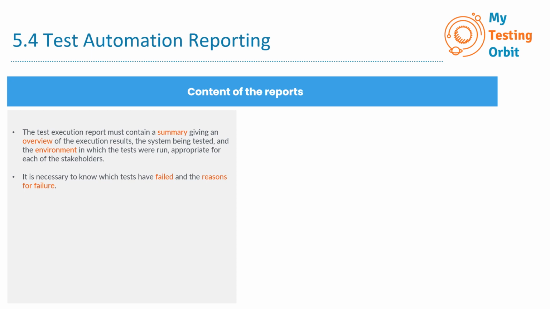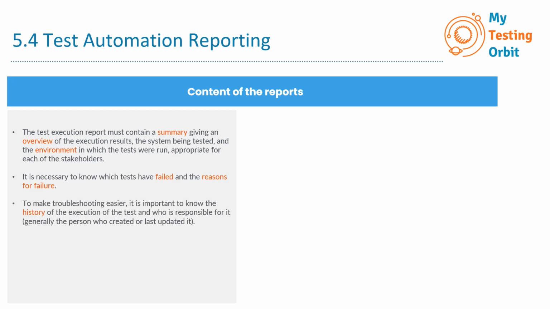The next point is that it is necessary to know which tests have failed and the reasons for failure. Then, to make troubleshooting easier, it is important to know the history of the execution of the test and who is responsible for it, generally the person who created or last updated it.